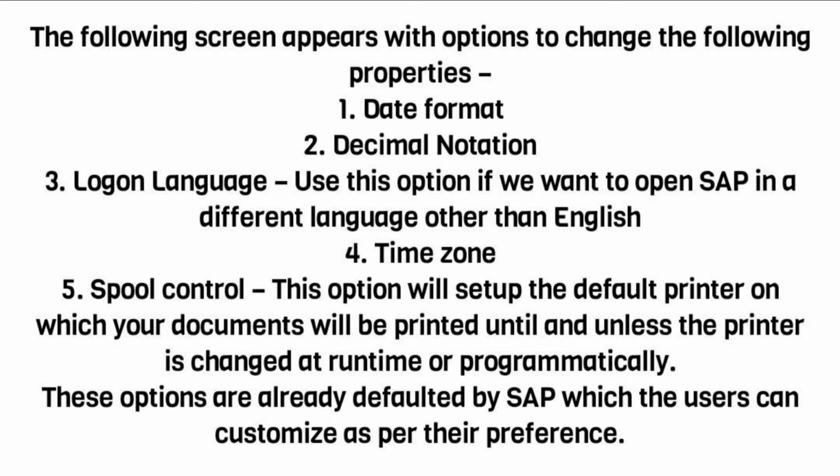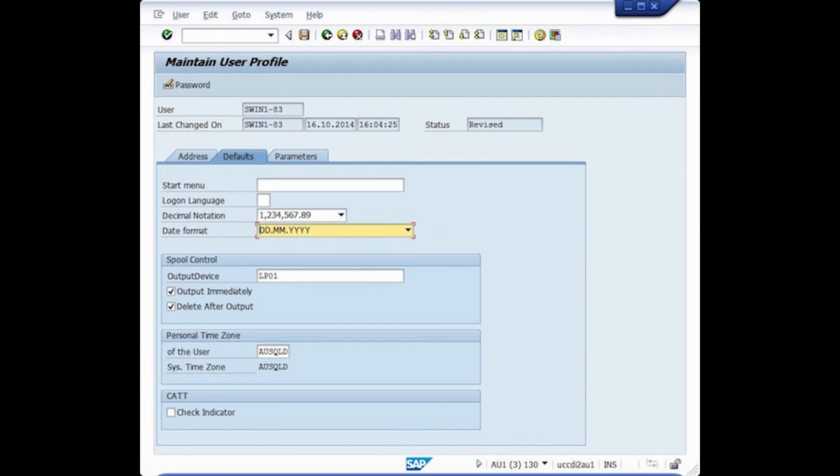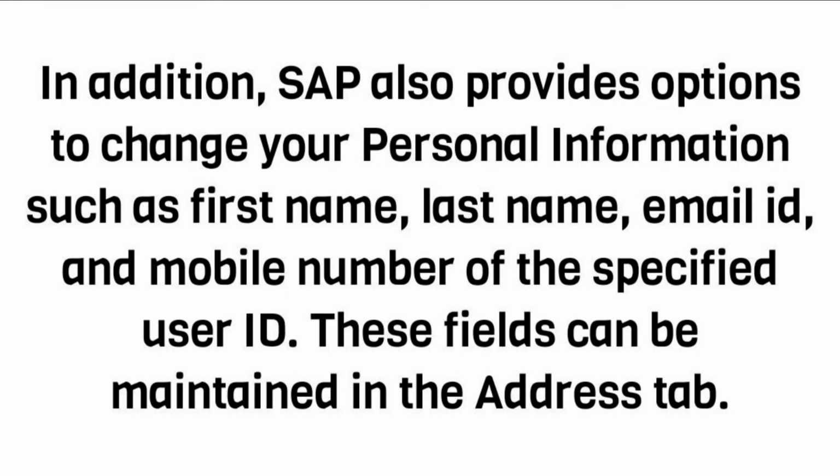These options are already defaulted by SAP, which the users can customize as per their preference. In addition, SAP also provides options to change your personal information such as first name, last name, email ID, and mobile number of the specified user ID. These fields can be maintained in the Address tab.